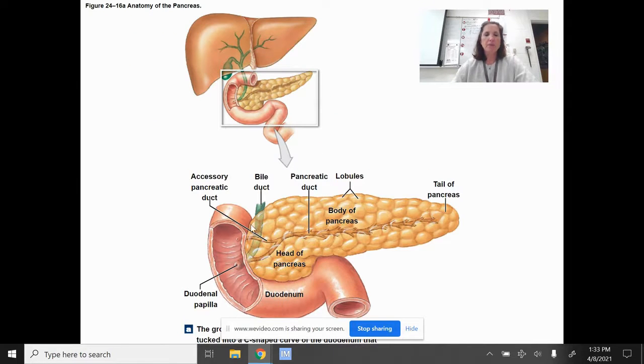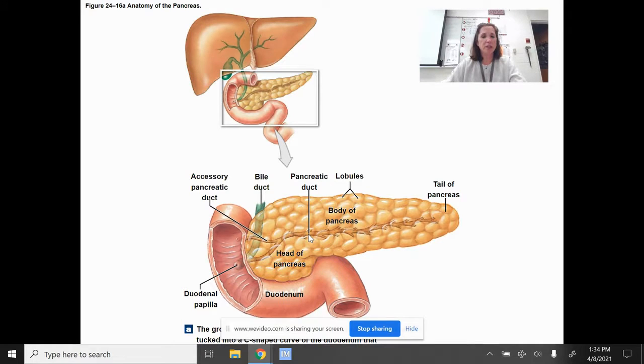So here it is, kind of yellow like a banana, but it's got these lobules here. And so there's a lot of duct work. So here's your pancreatic duct. And since we're on the digestive system, we're going to talk about the pancreatic duct being used for digestion.